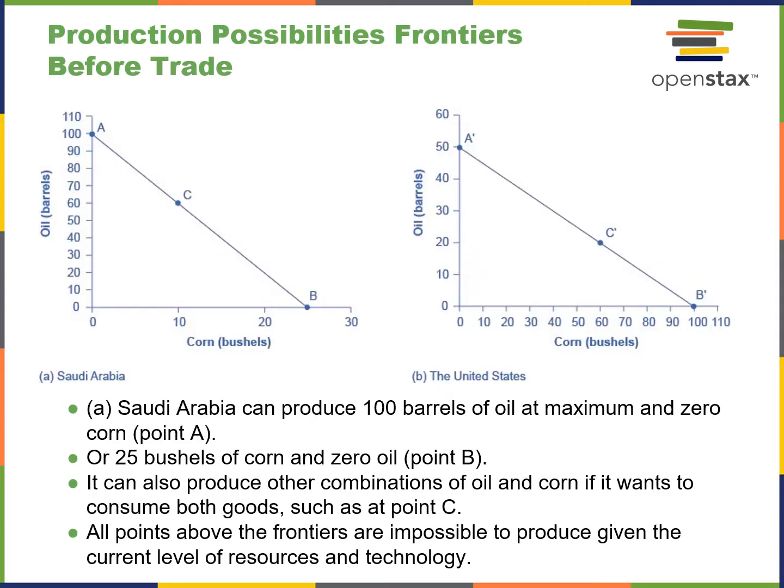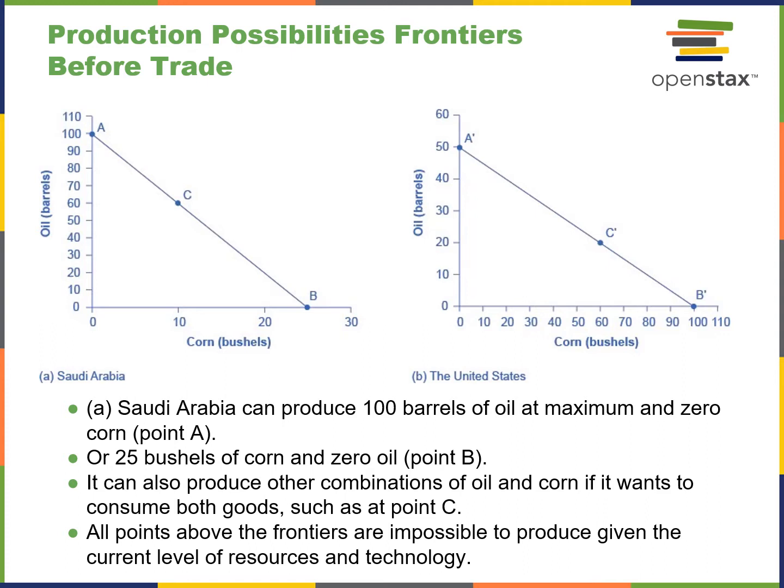We come back to production possibility frontiers before trade, and they use two comparisons. They use Saudi Arabia and the United States, and the two products are oil and corn bushels. So basically it's the opportunity cost of creating bushels of corn versus generating barrels of oil. So if Saudi Arabia focused completely on oil, they could produce 100 barrels of oil according to the graph, and 0 corn at point A. However, at point B, they could produce 25 bushels of corn and 0 oil.